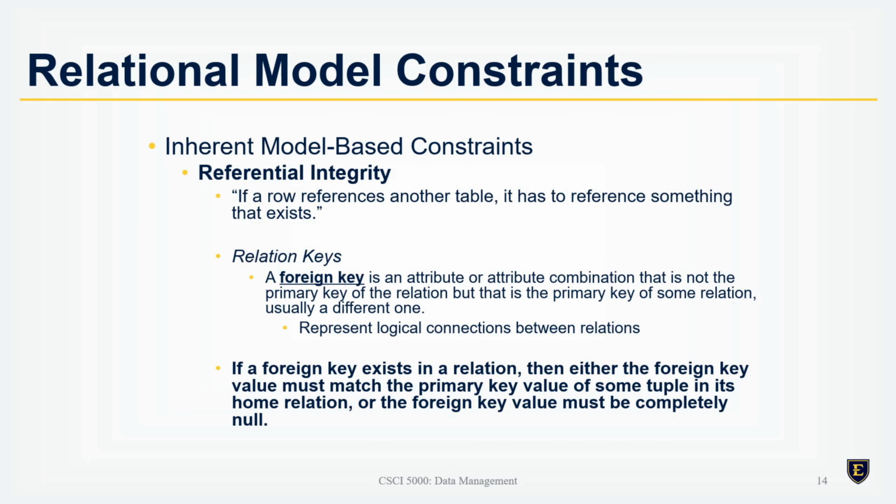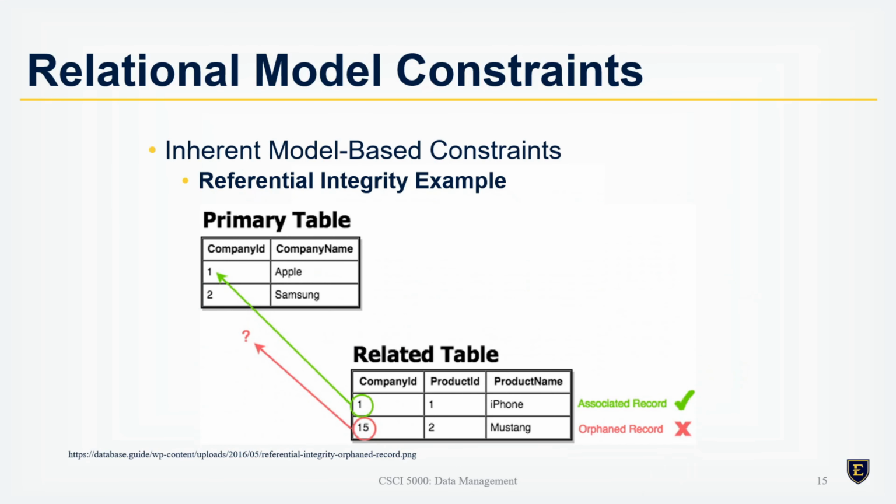So let's look at a more concrete example of this. Notice that the primary table is a list of companies that has a company ID and a company name. In the related table, we know that we have an associated record with company ID 1 pointing to company ID 1 here. It's referencing Apple. So in this case the referenced value Apple is associated.